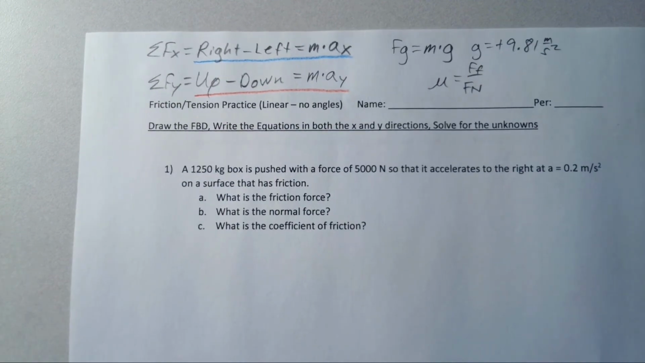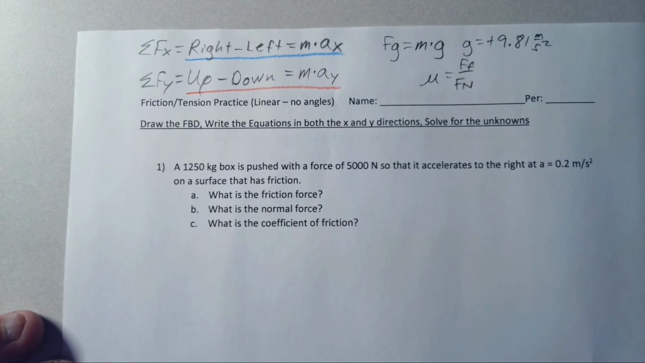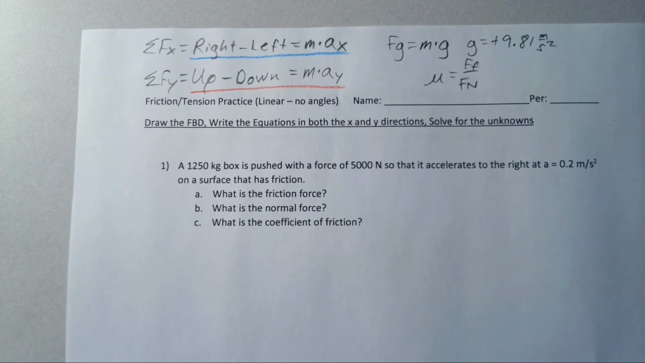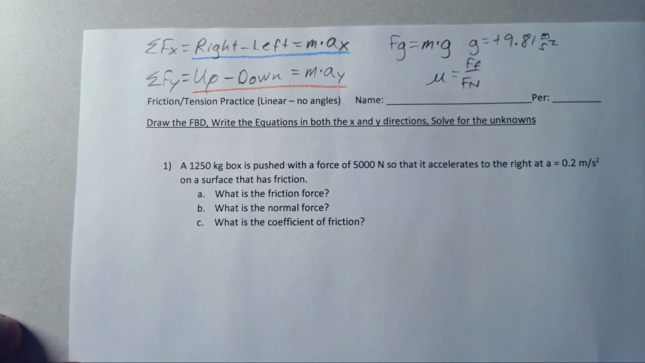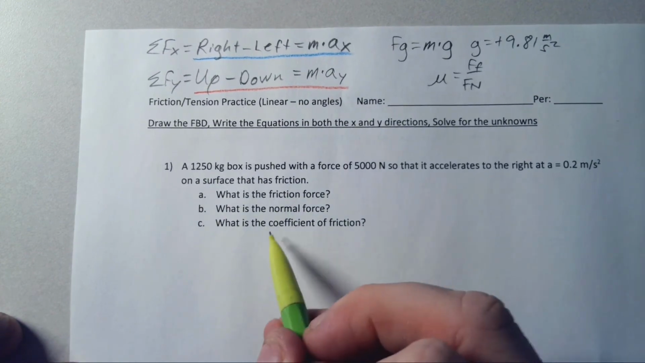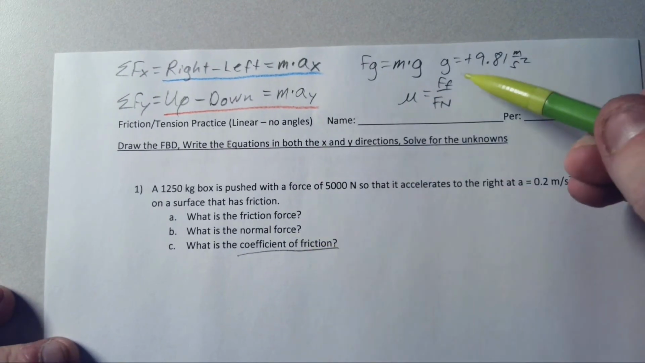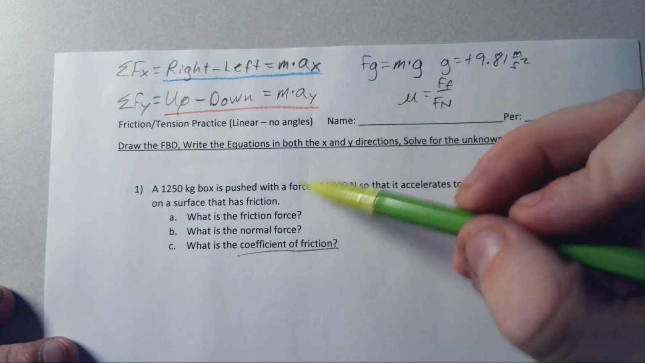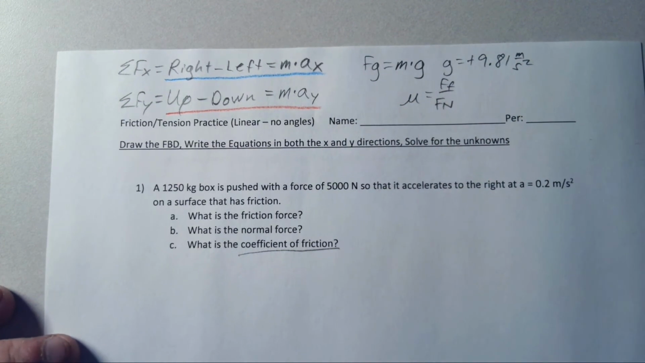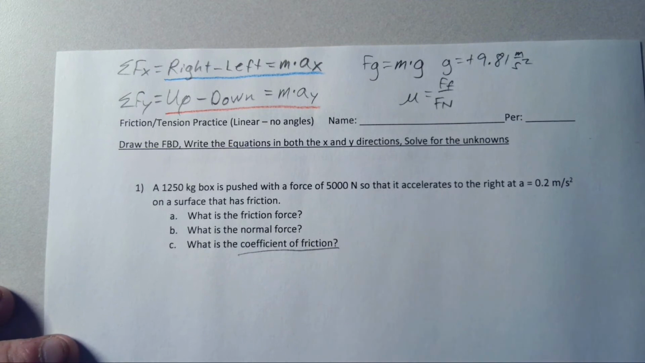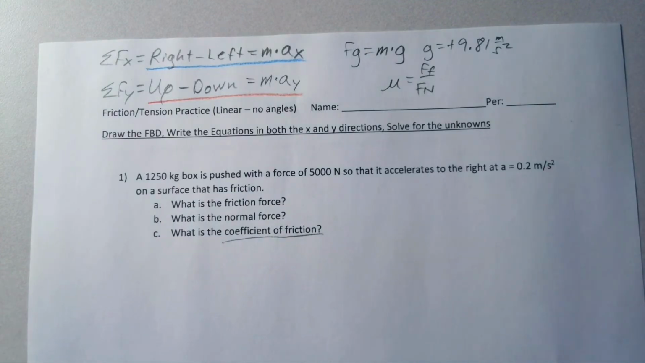It says a 1,250 kilogram box is pushed with a force of 5,000 newtons, so it accelerates to the right with an acceleration of 0.2 meters per second squared on a surface that has friction. It's asking us for the friction and normal. Ultimately, we're trying to find what the coefficient of friction is, how rough this surface is. But notice we have to figure out the force of friction and the normal force first. So sometimes we'll be solving A, then B, then C, but other problems we may not go in that order. It's not something you have to memorize, you'll just see how the problem goes.